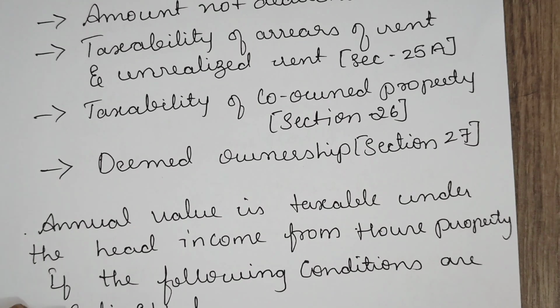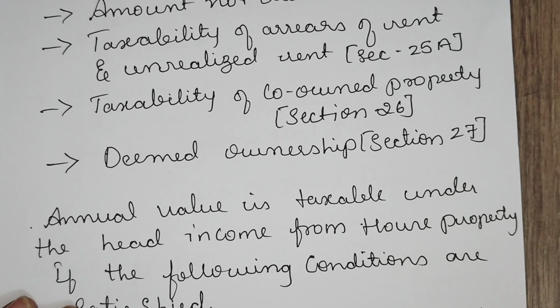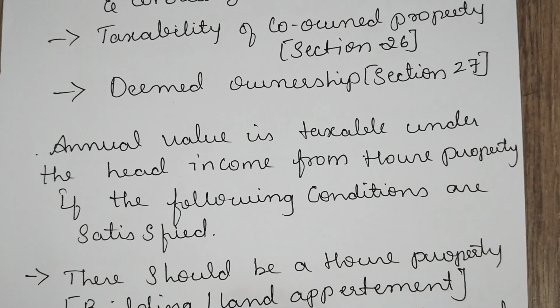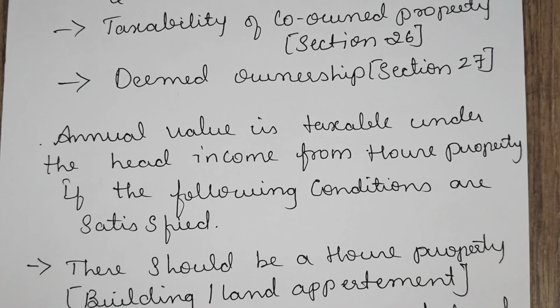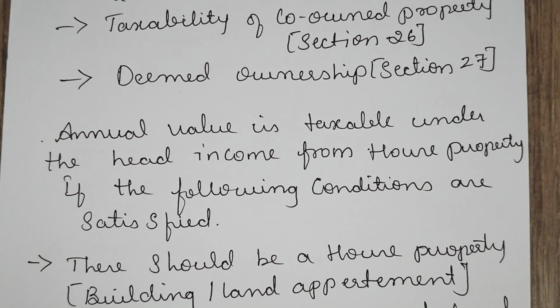But do you consider all the values as a taxable value? No. There are certain conditions. The conditions should be fulfilled to consider that as a taxable value. First one, there should be a house property. It can be a building, land, apartment. But if you have any vacant land and receive any rent from that, that will be taxed under income from other sources.